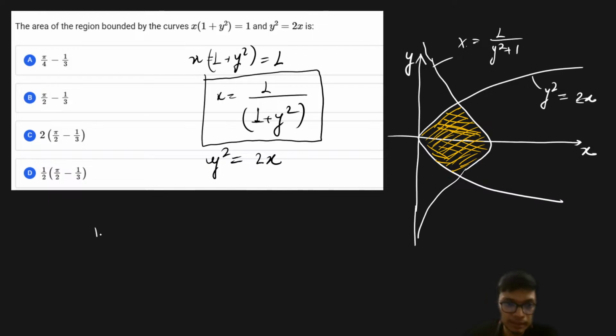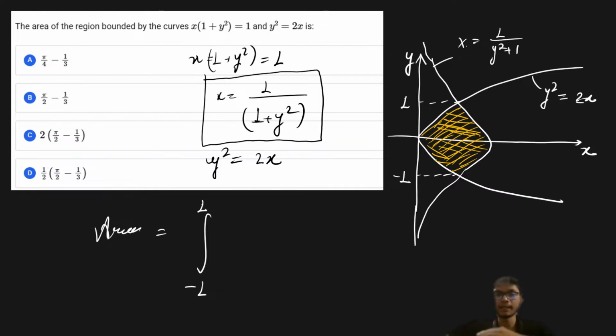So if you do the same thing, then the area will be equal to, so the bound of the area, if you can find it out, this point is going to be minus 1 and this point is going to be plus 1. So it is going to be minus 1 to 1, as I am integrating in y. So minus 1 to 1, and the value of the upper function is going to be 1 upon y square plus 1, minus the lower function, which is going to be y square by 2, right?